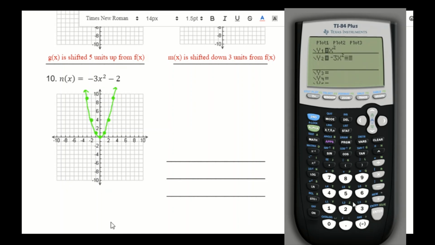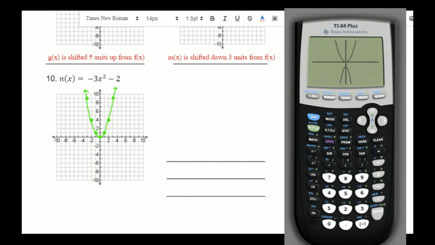Now at this point, I would not recommend trying to do all these different transformations by hand. If all we're trying to do is describe them, we can take a look at the graph, and it's pretty obvious what's going to happen here. We got a reflection because of that negative sign. It's going to be narrower because the a value is bigger than 1, or the absolute value is, rather. And then it's shifted down 2 units.